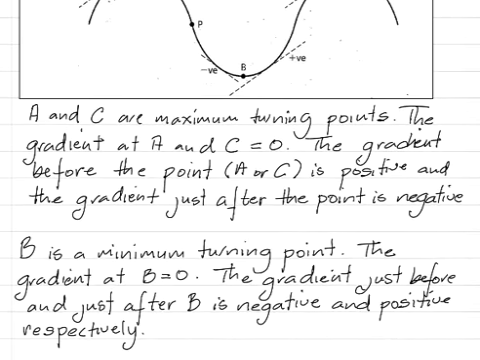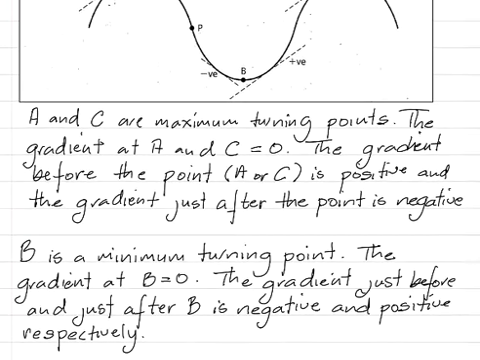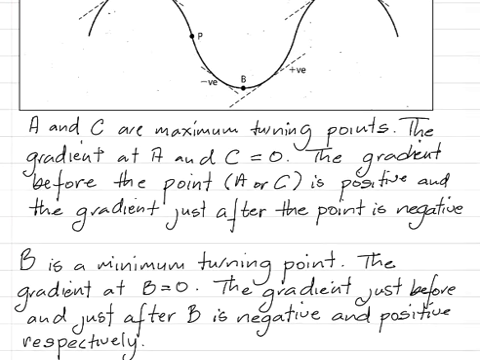Now B is a minimum turning point. The gradient at B is equal to 0. The gradient just before and just after B is negative and positive, respectively. So for a minimum turning point, the gradient moves like this: negative, 0, and then positive. The gradient changes from negative to 0 at B and positive just after B. So that's at a minimum turning point.